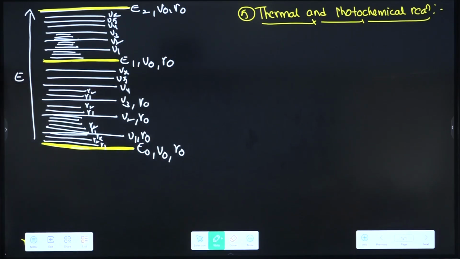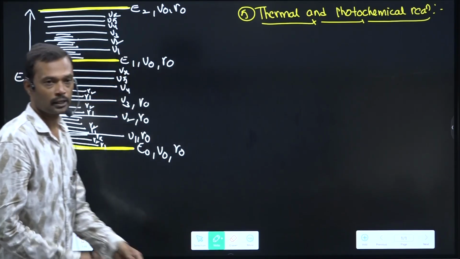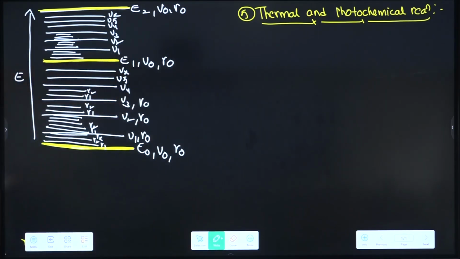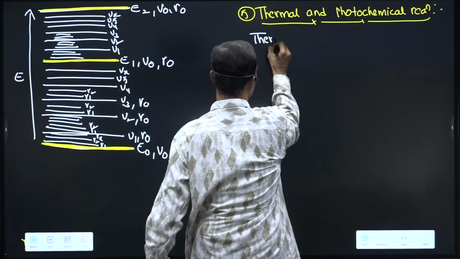First one is importance of photochemical reaction. Second one is sources of photochemical reaction. What about third one? Activation, deactivation. Then fourth one is molecular energy. Fifth one is thermal and photochemical reaction. Clear? Now first thermal reactions.